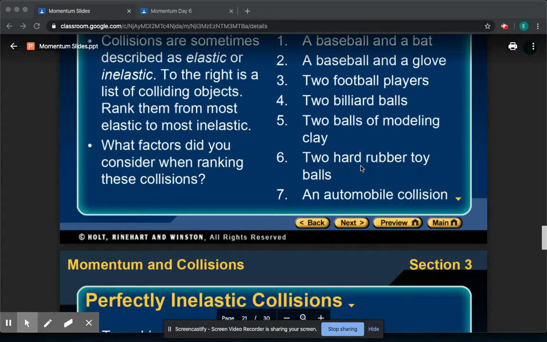And then rubber balls, we all know that rubber is bouncy. Did you ever play wall ball? The ball is made out of rubber, or bouncy elastic material. So rubber balls are going to bounce off of one another. So it'll be an elastic collision.